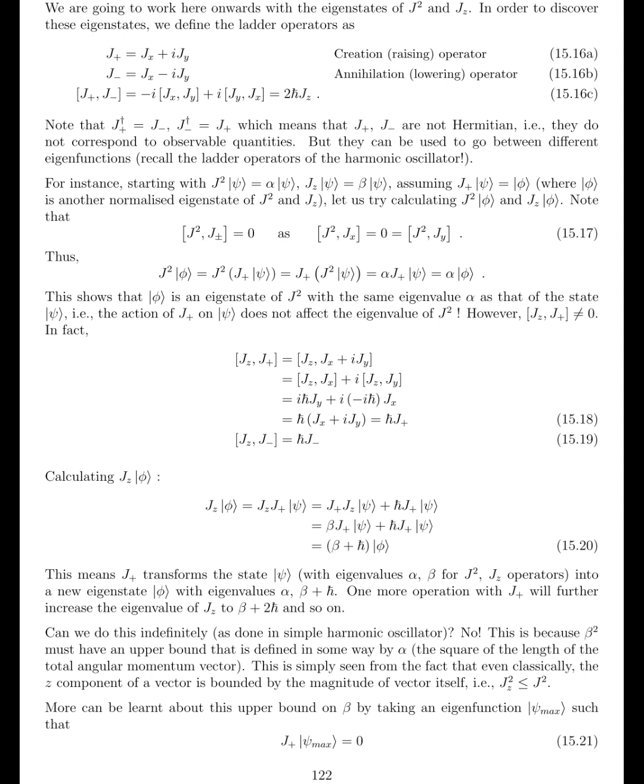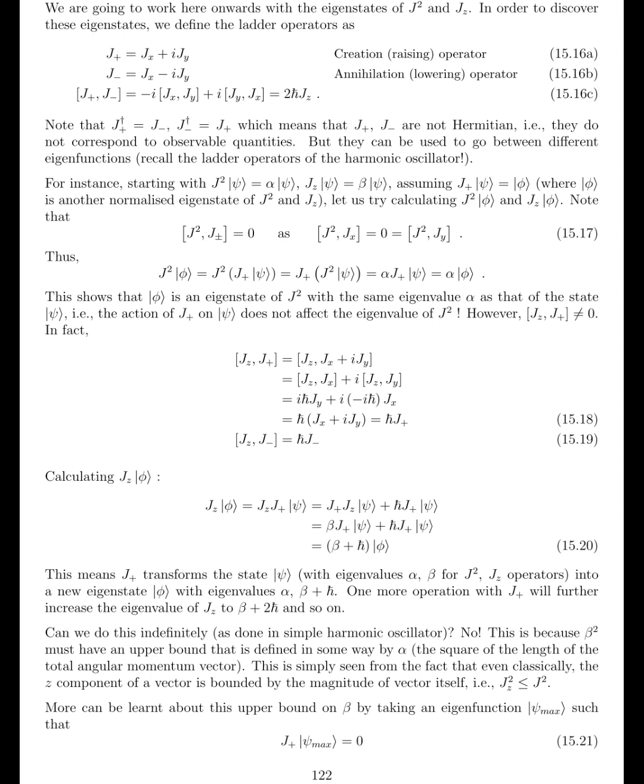So what we already know is that the eigenspectrum is described by good quantum numbers of two operators, J squared and Jz. I could have taken Jx or Jy, but I've made a choice. I've chosen Jz. Furthermore, I'm going to start by assuming that J squared acting on some state psi gives me the eigenvalue alpha, and Jz acting on the same state psi gives me the eigenvalue beta. So that's where I'm starting from.